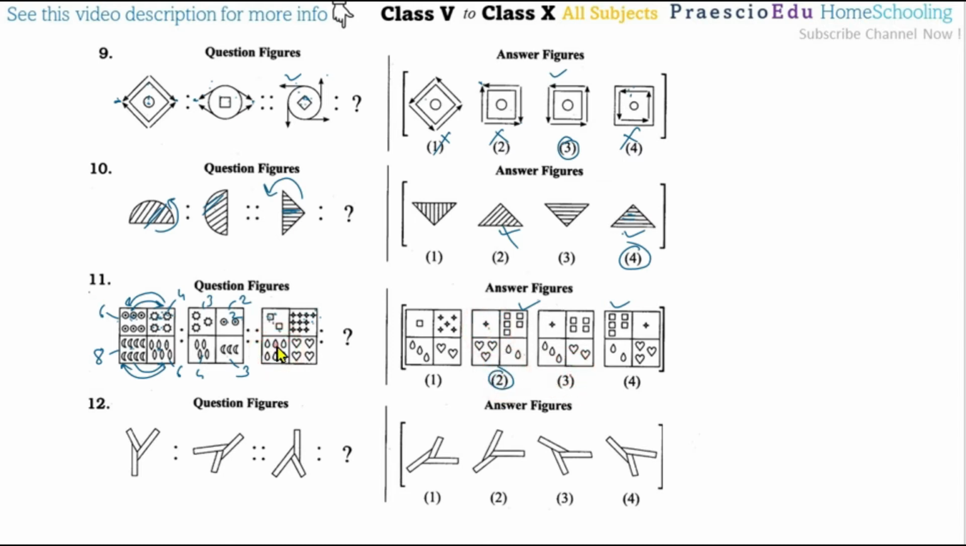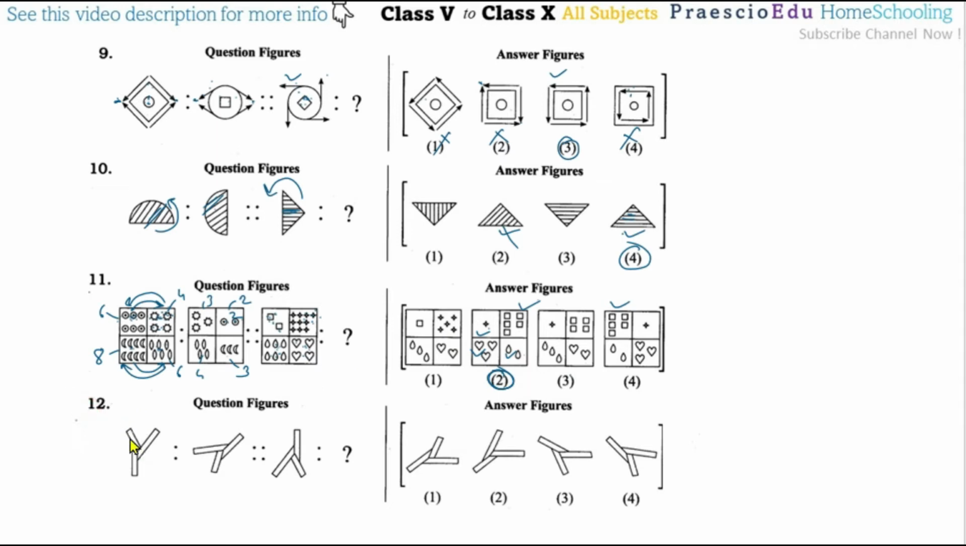And here the 6 quantity, so that's why here 6 by 2 means 3 quantities of this heart shape, so here the same shape. And here the 4 quantities, so this symbol will come here with 2 quantities, so these 2 quantities are correct, so that's why option number 2 is correct.